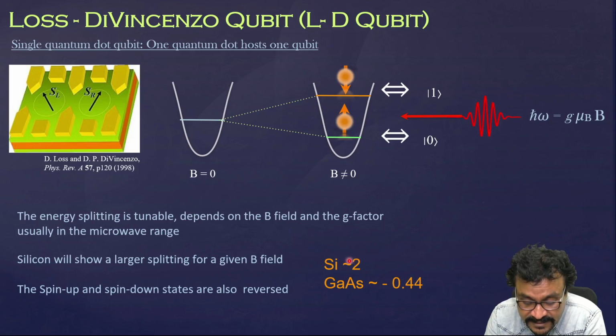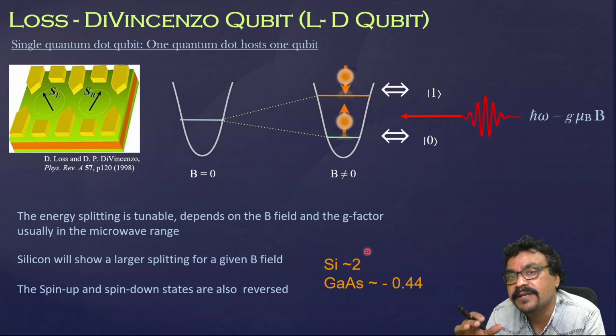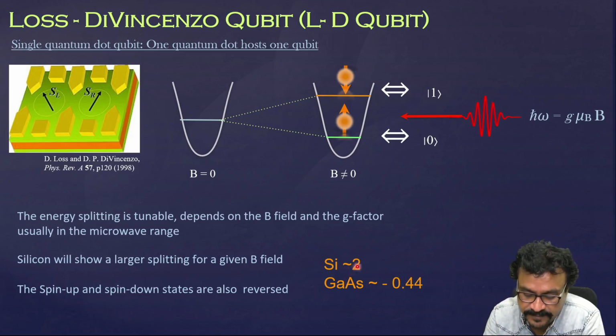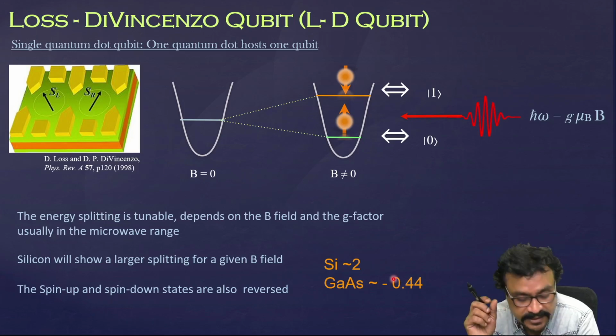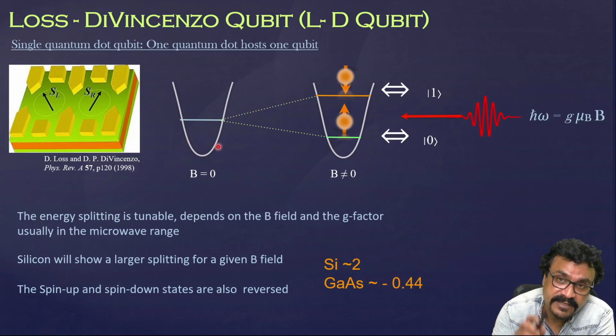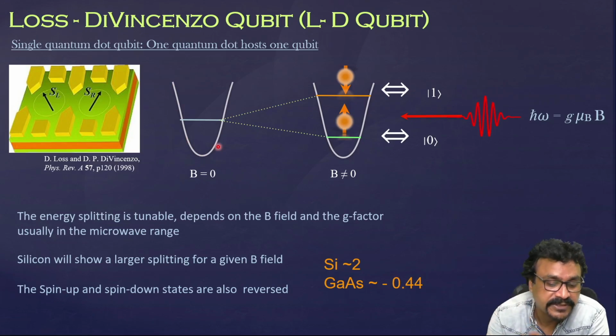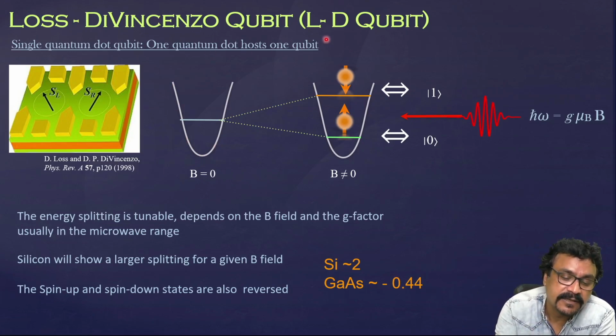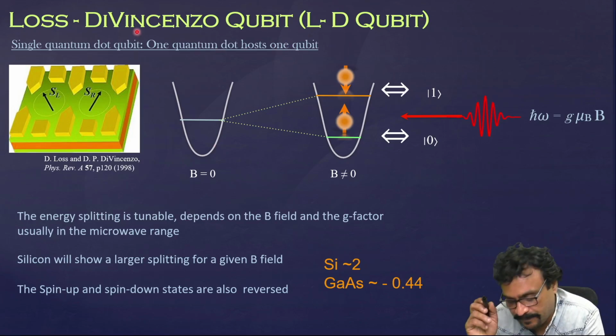So, what that means is, for a silicon system, we will have a larger splitting, or you can get an appreciable splitting at a lower field. The g factor is approximately 4 times lower for gallium arsenide, so you need a 4 times larger field to get the same splitting compared to silicon. And this architecture of using a single electron spin state in a single dot is called the LD qubit or Loss-DiVincenzo qubit.